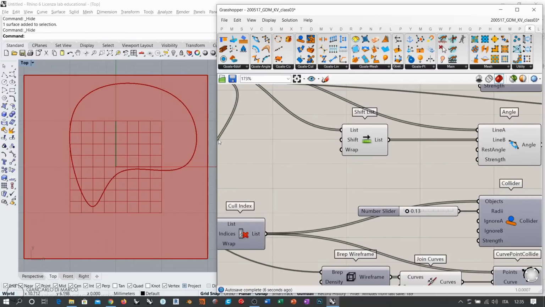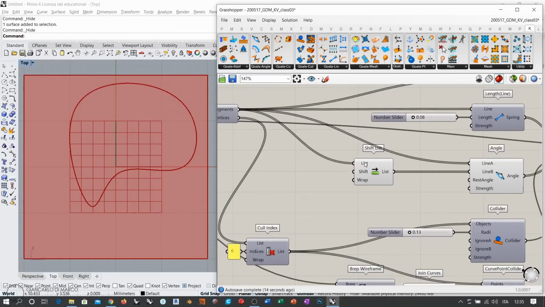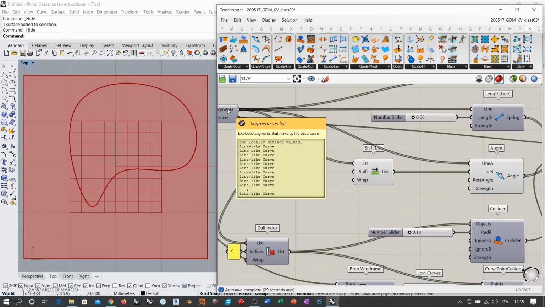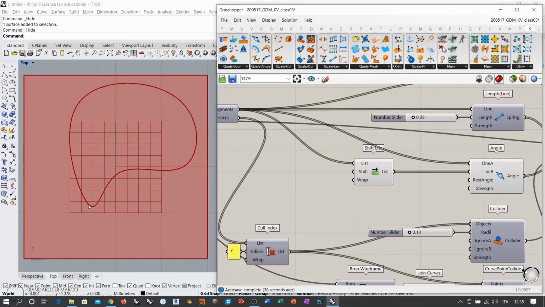Also, the shift list has this wrap input which is set to true. As we are working with a closed curve, if you shift the elements of one list by one position, what happens at the end of the list? In this case, the end of the list will receive the first value of the original list. So this guarantees that we will also be adjusting the angle between the last segment of this list here and the first segment of this list here. If you don't set this wrap to true, you will miss one angle at the beginning or end of this closed loop.